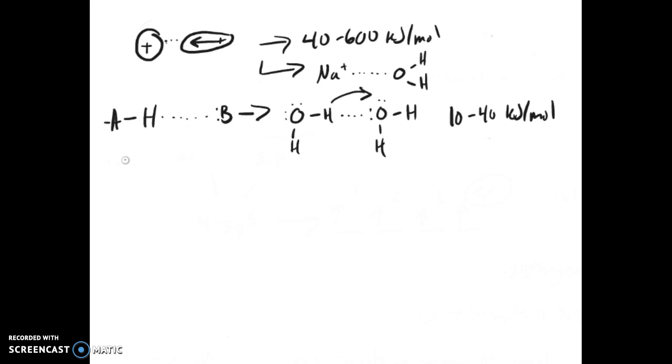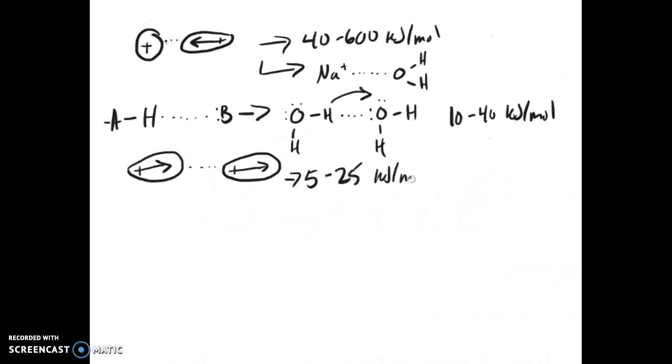Now next up is what's called a dipole-dipole interaction, which is a dipole and a dipole interacting. You can see the two sides, polar opposite, pulling on each other. Now, this has between 5 and 25 kilojoules per mole of energy, and would happen between something like iodine bonded to chlorine, attracted to another molecule of the same thing.